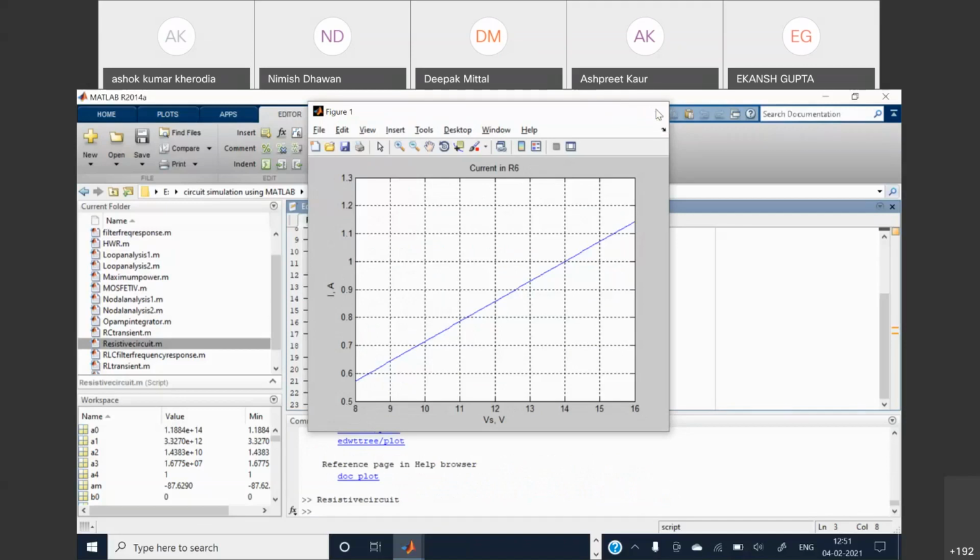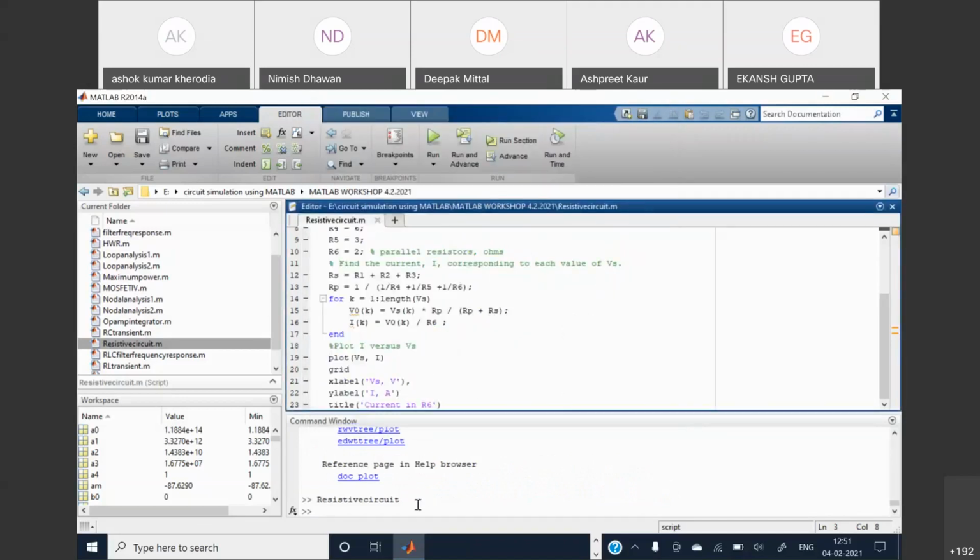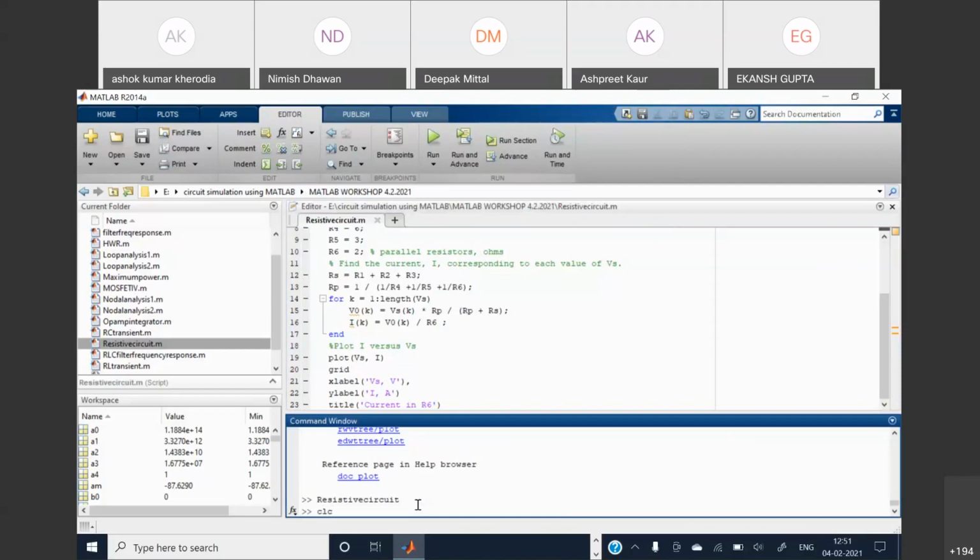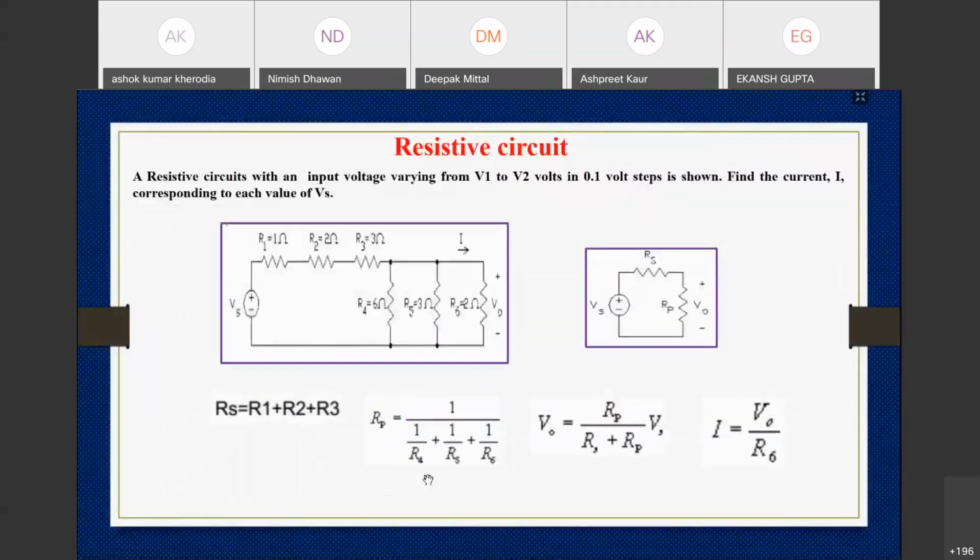Clear? Yes, sir. Yes, sir. Yes. Okay, so this is the first example.